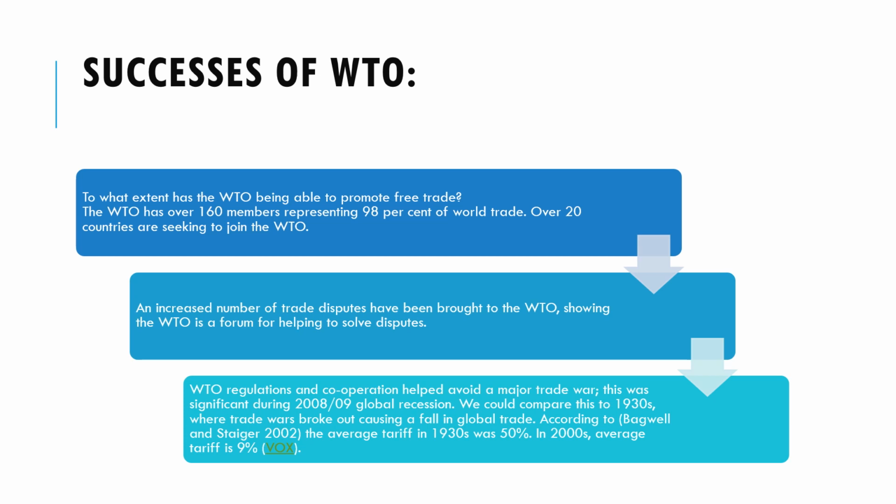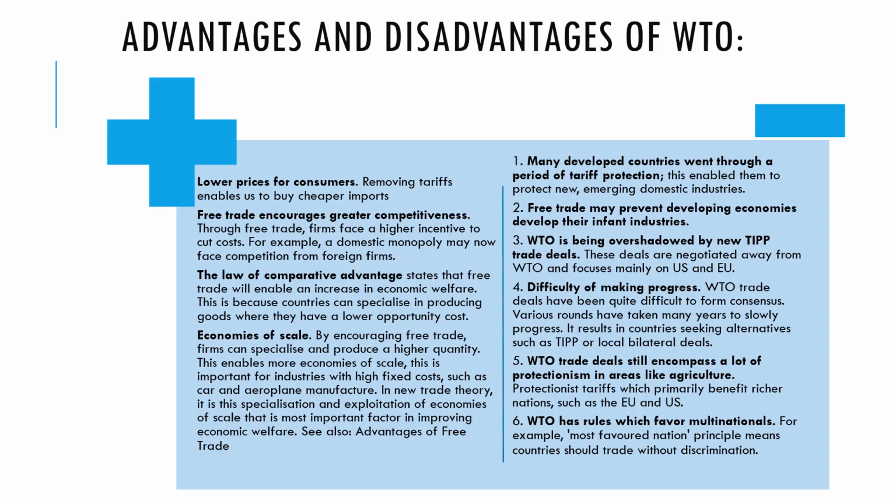WTO regulations and cooperation helped avoid a major trade war. This was significant during the 2008-2009 global recession. We could compare this to the 1930s, where trade wars broke out, causing a fall in global trade. So the tariffs on trade got reduced from 50% in the 30s to 9% in 2000. Okay.